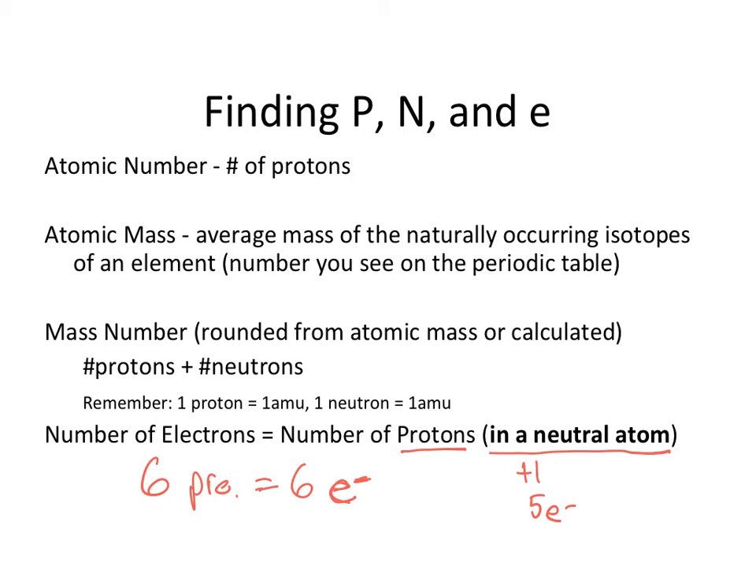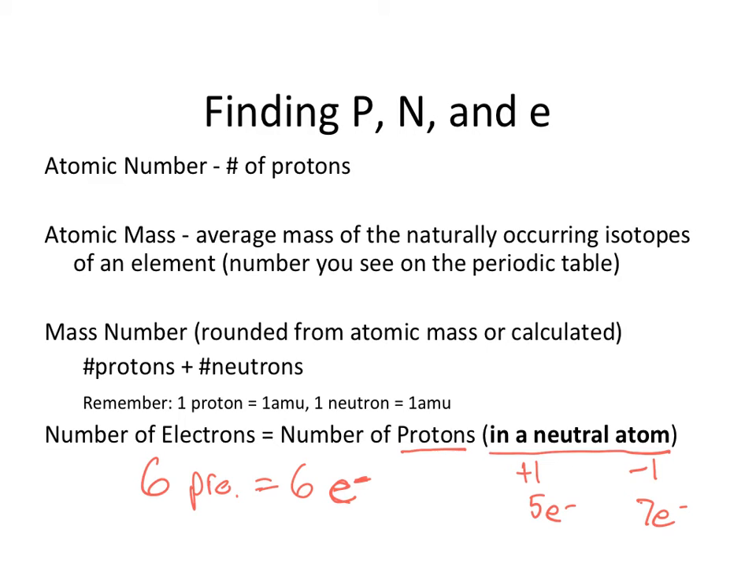If there's a negative charge, so let's say there's a -1 charge on my atom, in this case, that means I have one extra negative charge, or one extra electron. So if there were 6 protons, if there were a -1 charge, I would have 7 electrons instead. So something to look out for.